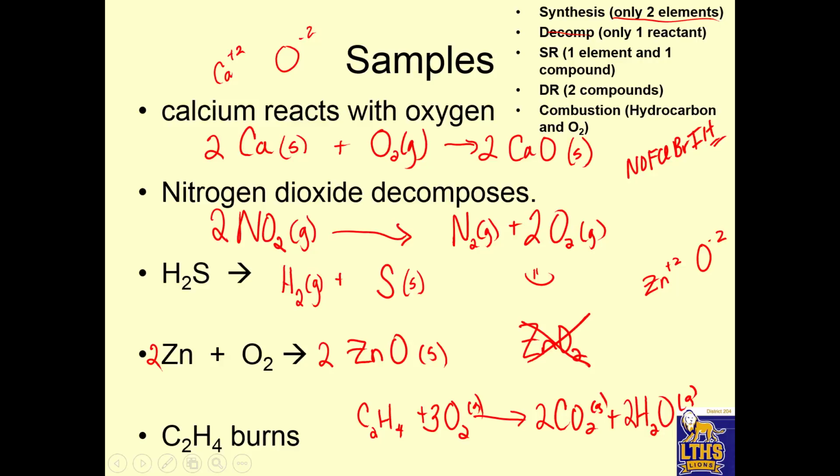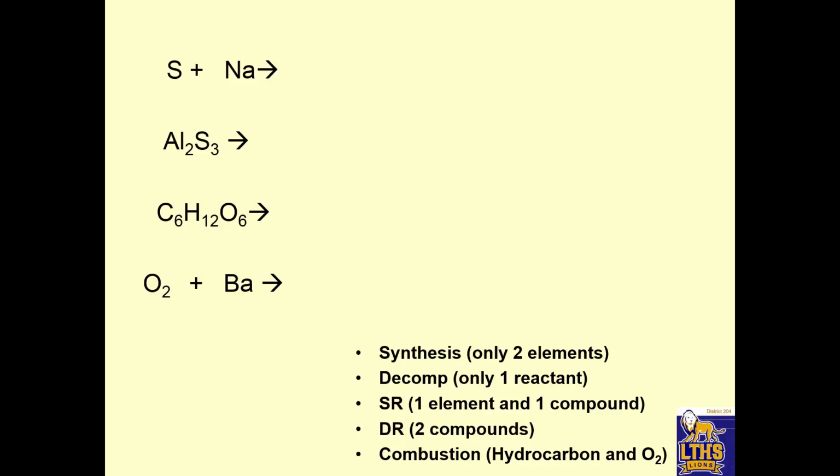Okay, we just predicted products for 5 different reactions. Way to go. All right. Oh, no, there's more. All right, 2 elements, so we know they're going to cancel the charge. Sodium's a +1, sulfur's a -2, so it's got to be Na2S. We'll balance these later. In fact, I think we're going to save the rest of these for in class, right?